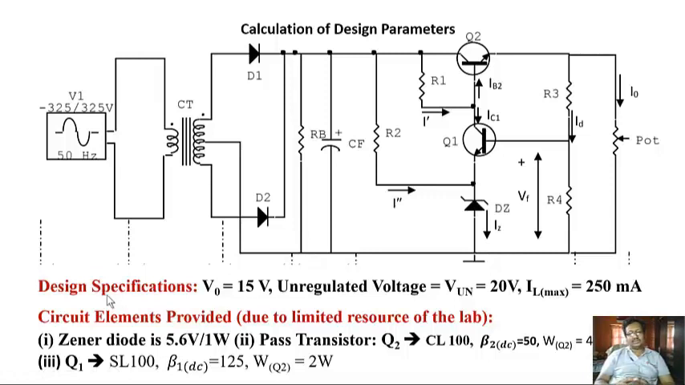So V0 is the required output voltage. Assuming the unregulated voltage is 20 volt, from 20 volt we have to design a regulated voltage of 15 volt, and the maximum rated load current is equal to 250 milliampere. Because of some laboratory limits, we have to use particular Zener diode and transistors. Let us use a 5.6 volt Zener diode, CL100 as the pass transistor, and SL100 for the error amplifier. HFE or beta values are respectively 50 and 125.